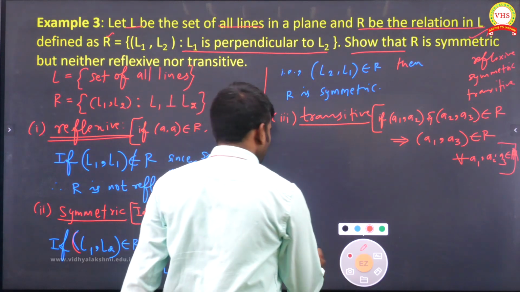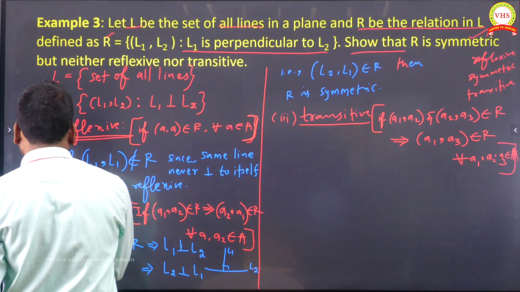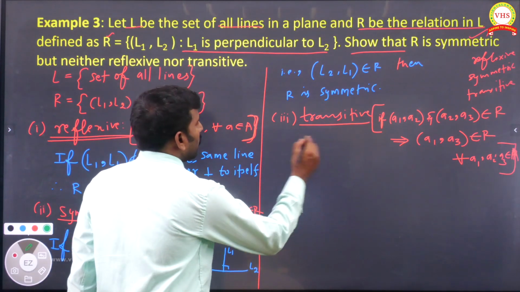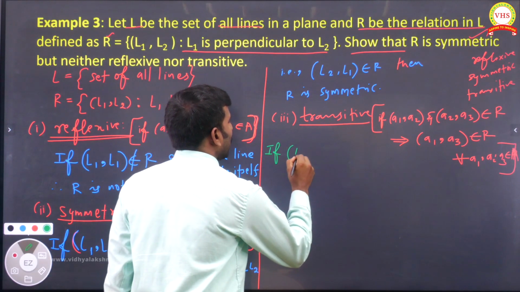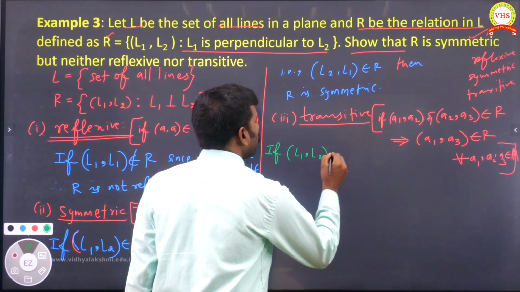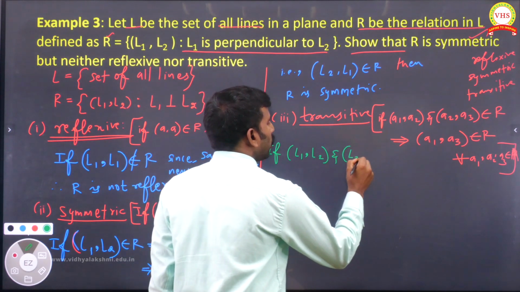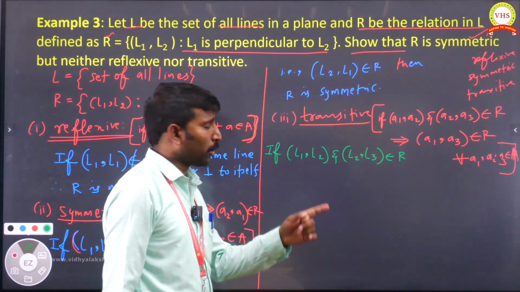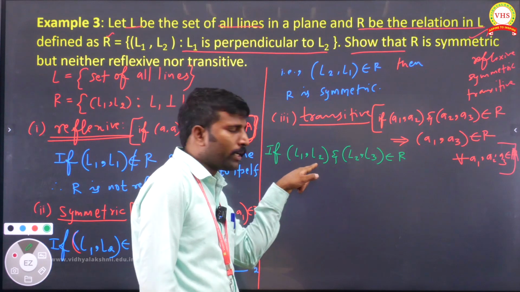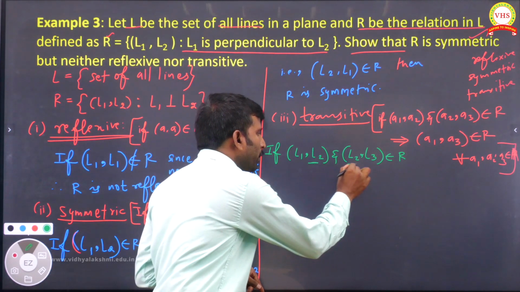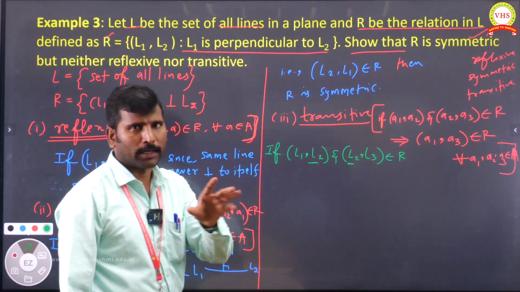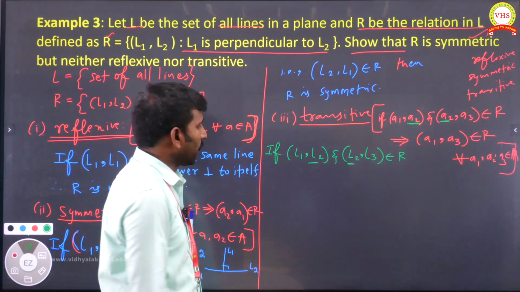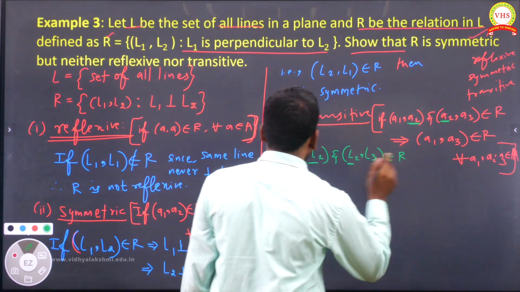Understand? Right. We'll check whether this is satisfying or not. First we have to take (L1, L2) and (L2, L3) belonging to R. Very important. If you take (L1, L2), the ending only should be the beginning of the next pair. That is the condition we are using. L2 should be the start of the next. Understand? Like that I assumed. What is the meaning of this line?